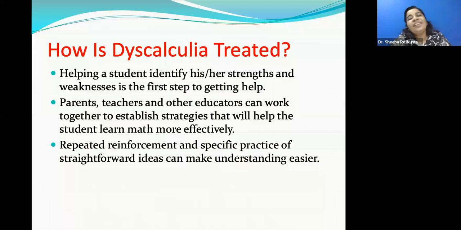So helping a student identify his or her strengths. There may be other fields where they're very fluent and where they are very achieving. You have to find out which one and give them that. Then parents, teachers, and other educators, all of them can work together to establish strategies that will help the student learn math more effectively. This is the position where we need a professional.